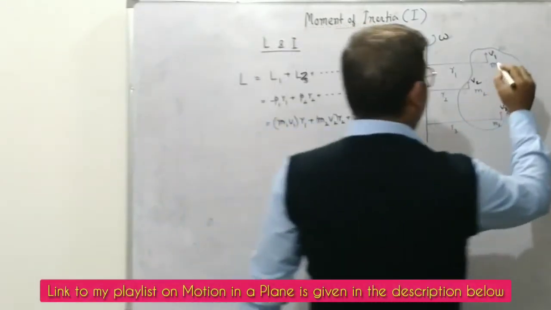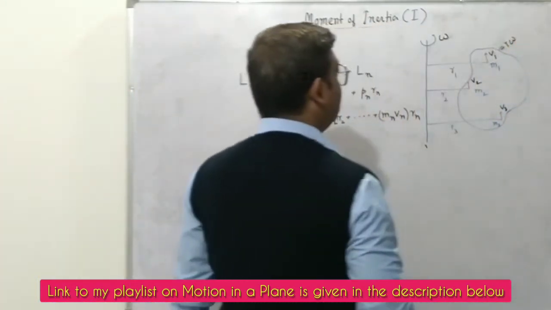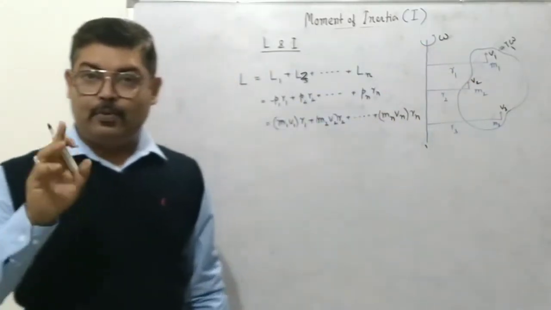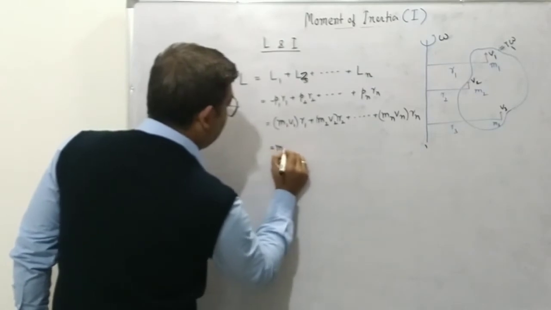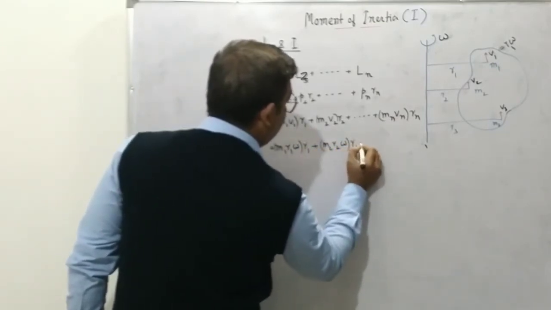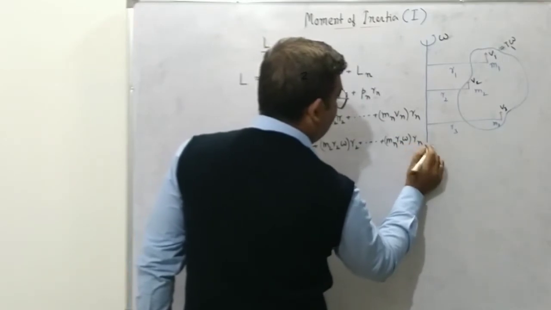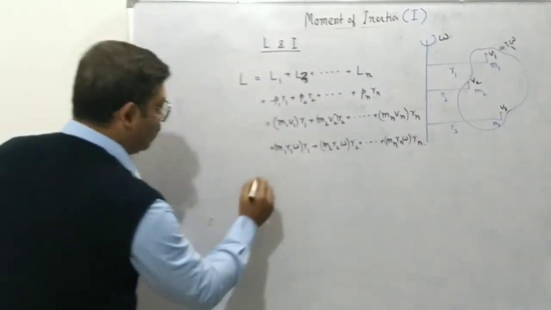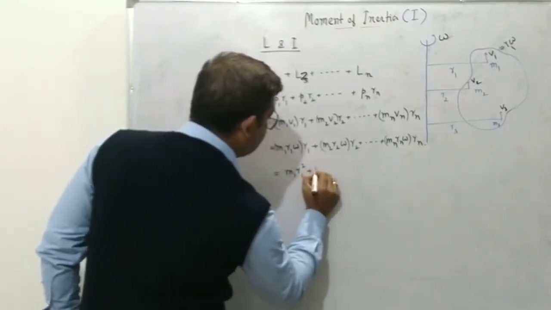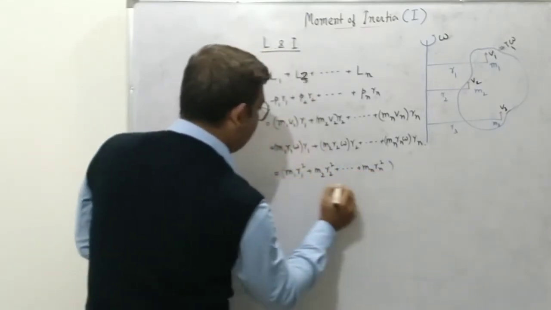However, we know for a particle moving in a circular motion, v is given by r omega. So for the first particle it will be r1 omega, for the second particle r2 omega, and so on, because omega, the angular velocity, is taken to be constant here. So we have m1 r1 omega into r1 plus m2 r2 omega into r2 till mn rn omega into rn. Taking omega outside, we get m1 r1 squared plus m2 r2 squared till mn rn squared, whole thing multiplied by omega.